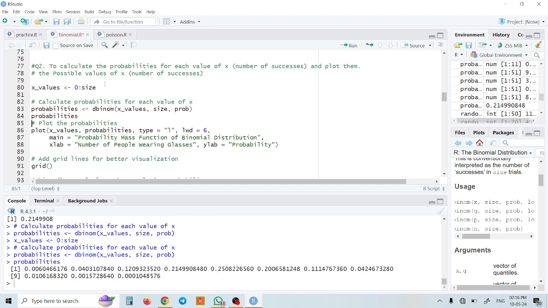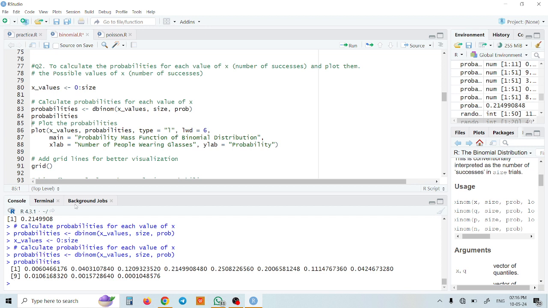Then we will see the probabilities for each value of x. This is the probability when x is equal to 0: the probability that no person wears specs in a sample of size 10. This is the probability when one person is found wearing the specs, then 2 people, 3 people, 4, like that, up to the probability when 10 people wear the specs. Here you can see, 1 2 3 4 5, the probability of 5 people wearing specs is maximum. After that it started reducing.